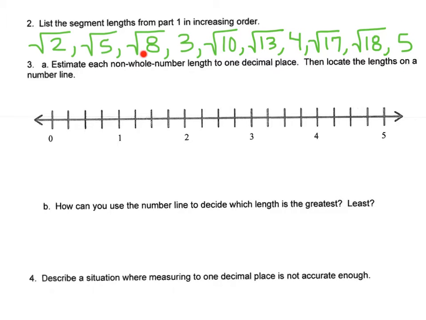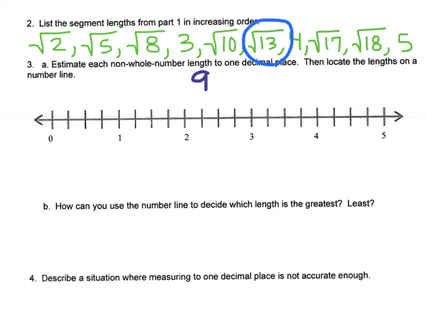For all of these other side lengths, we have to figure out an estimate of each of those side lengths to 1 decimal place. I think I'll look at the square root of 13 as an example. So to figure out where to put the square root of 13 on the number line, and to figure out an estimate for the square root of 13 to 1 decimal place, I have to start by thinking about perfect square numbers that are close to 13. The perfect square number that is closest to 13 but less than 13 is 9.